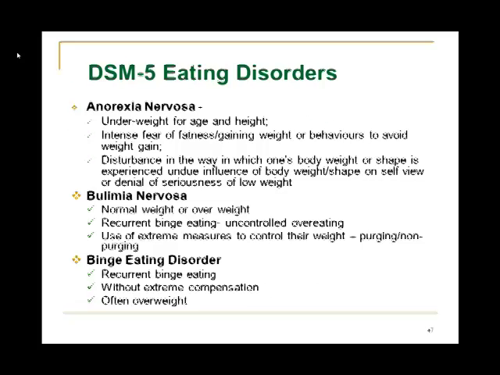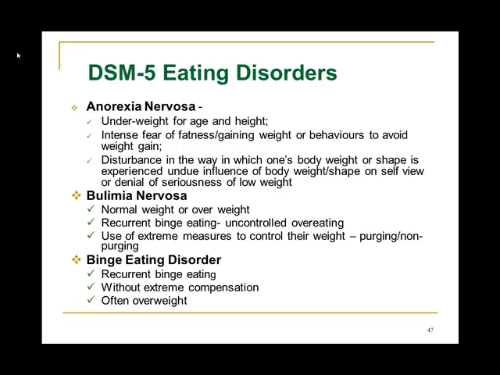So, eating disorders. In the DSM-5, there are three major eating disorders: anorexia nervosa, where people are underweight for their age and height, have an intense fear of fatness or gaining weight or behaviours to avoid weight gain, and a disturbance in the way in which they experience their body weight or shape that causes an undue influence of their body weight or shape on their self-view, or denial of the seriousness of being low weight. There's no specific level of low weight that is set. It is underweight for their age and height, but there's no specific BMI.